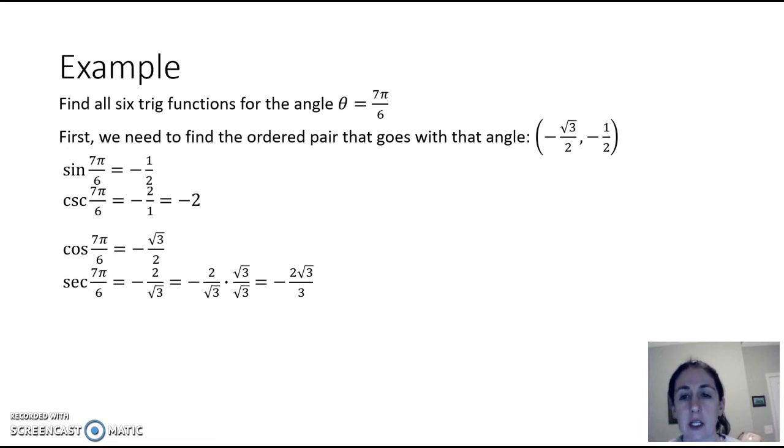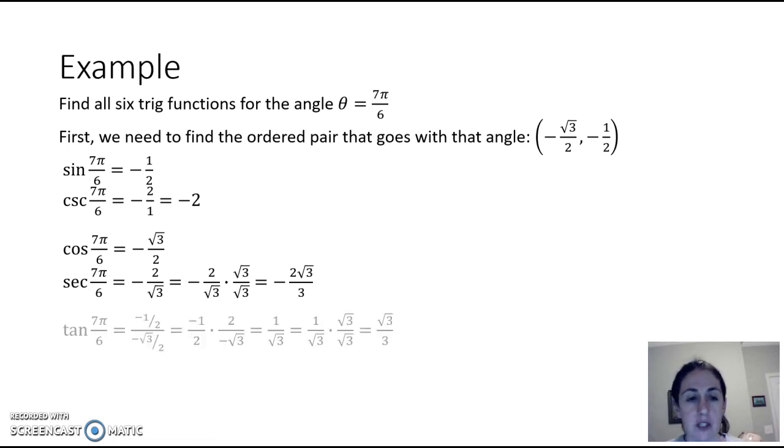Now, to find the tangent, we'll take the y value divided by the x value. So we'll take that negative 1/2 divided by negative root 3 over 2. Dividing by fractions, you'll take that top fraction and multiply by the reciprocal of the bottom fraction. Now notice the 2's will cancel, and a negative times a negative gives us a positive, and we have 1 over the square root of 3. We will have to rationalize again, so we multiply the top and the bottom by the square root of 3, and the tangent of 7 pi over 6 is square root of 3 over 3.